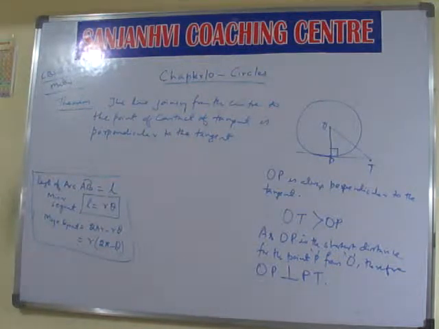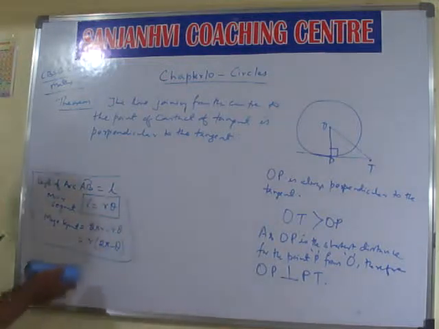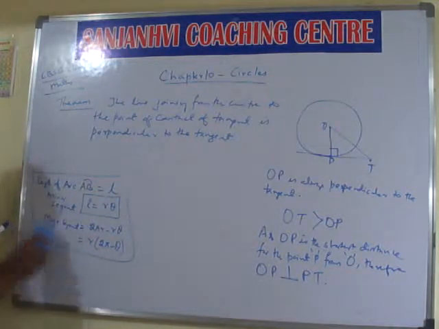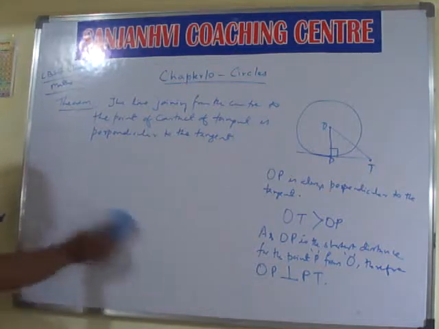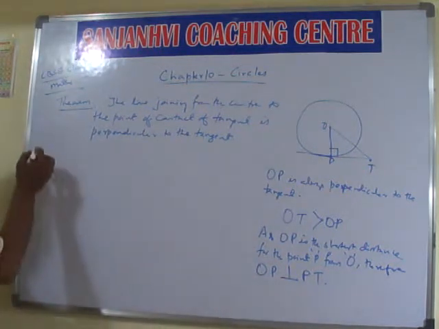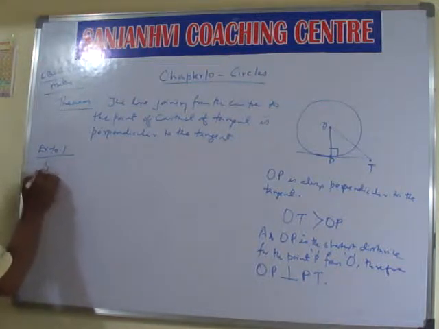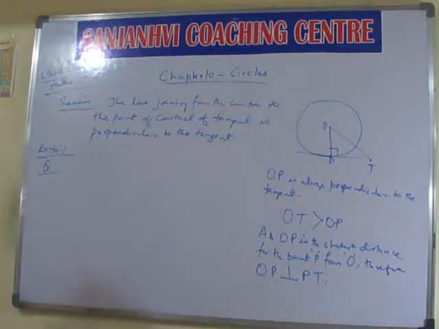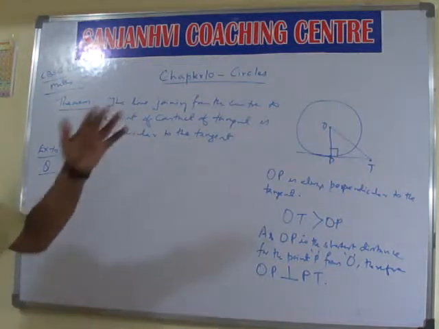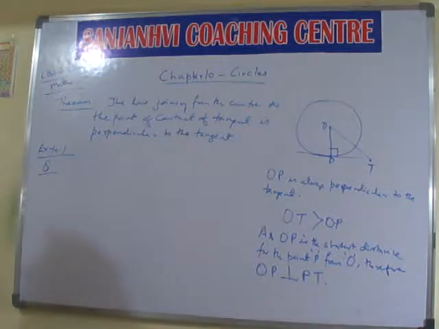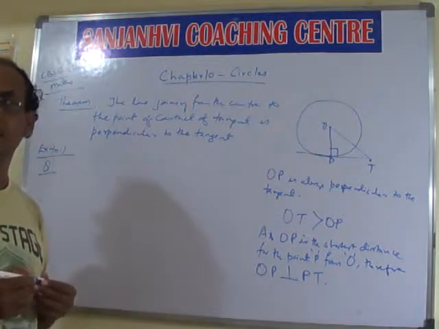Now we will discuss some of the questions from exercise 10.1. So what does the question say? How many tangents can a circle have? 1, 2, 3, 4?